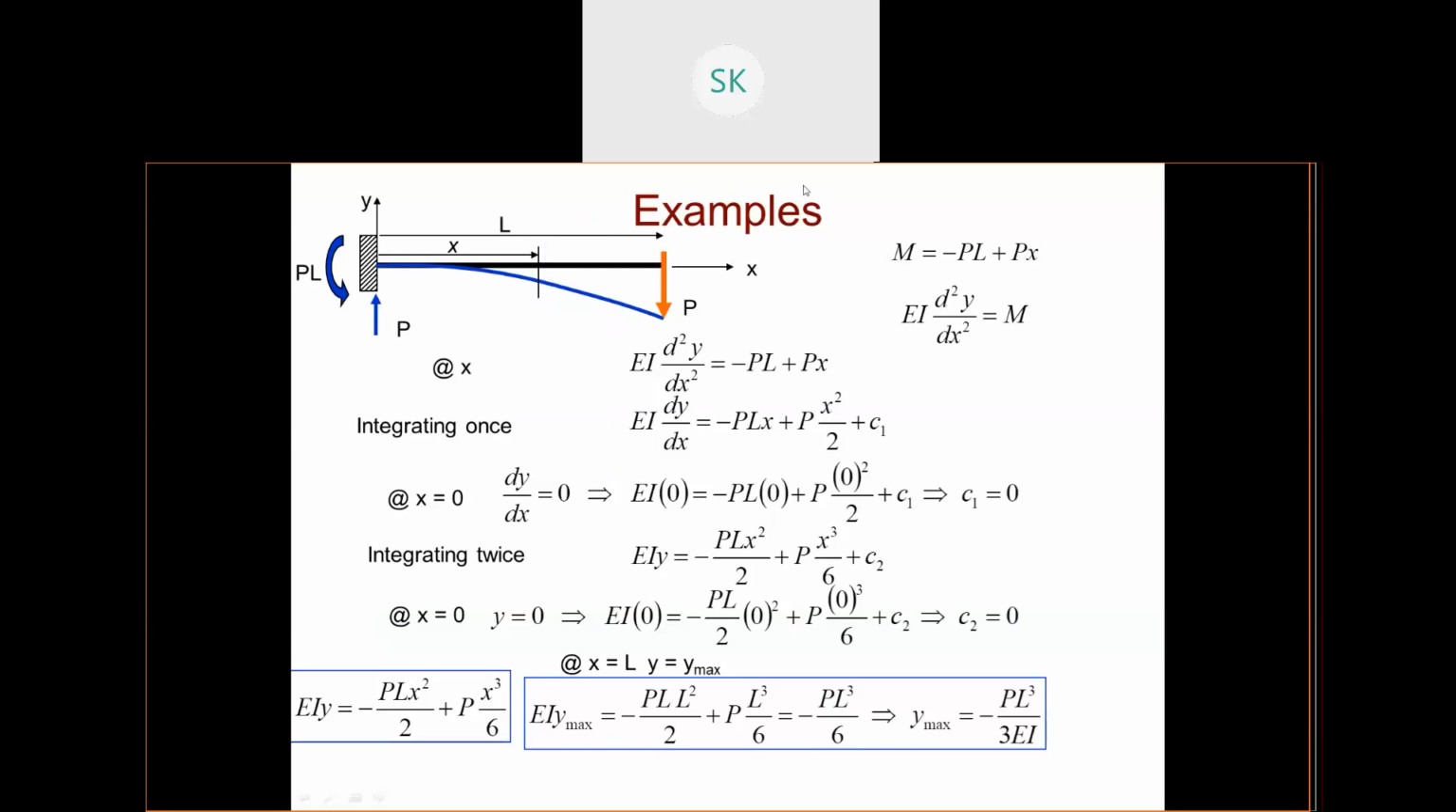Please respond. Any confusion in this part? Please reply so that I can. Am I audible?